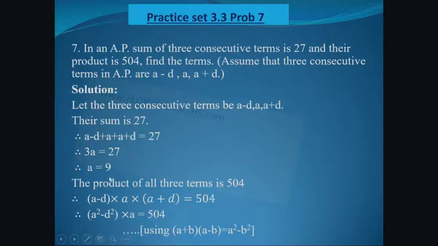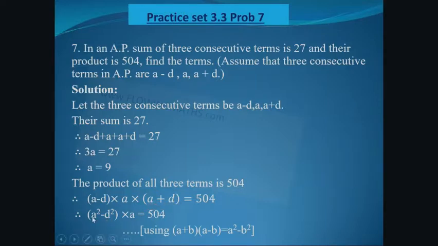Now we need to find d. Now the product of all the 3 terms is 504. So a into d into a plus d is 504. A square minus d square into a is 504. Because a minus d into a plus d is a square minus d square.